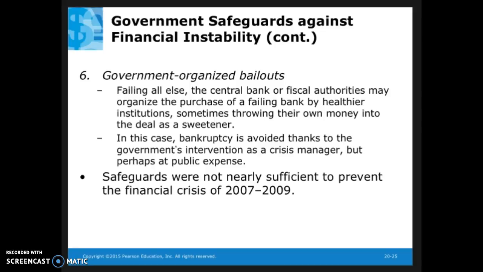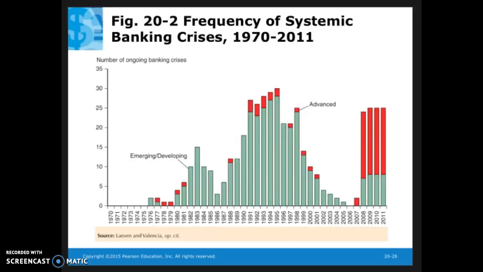So all of these safeguards alone were not sufficient to prevent the financial crisis of 2007. So let's look at the frequency of systemic banking crises from 1970 to 2011.